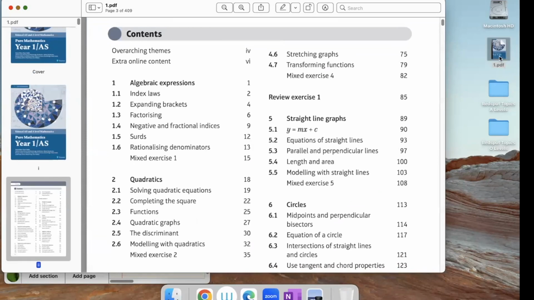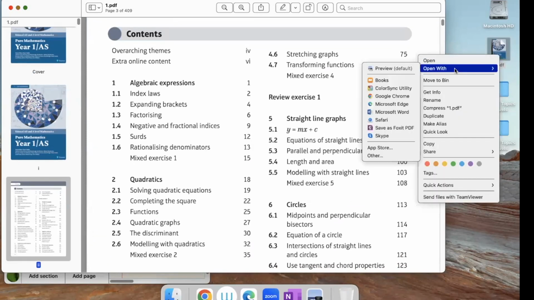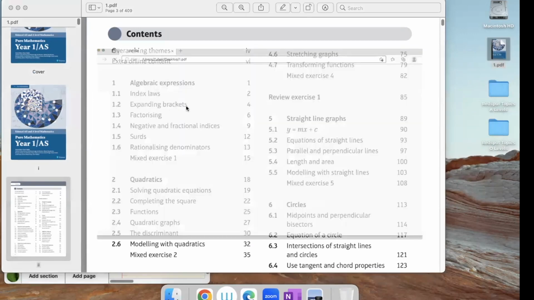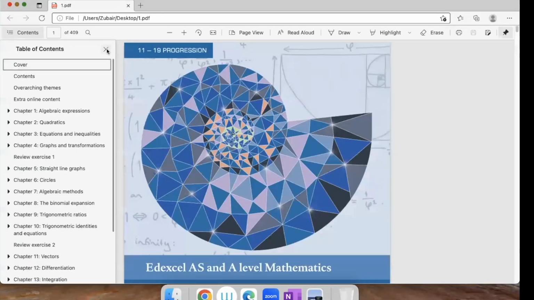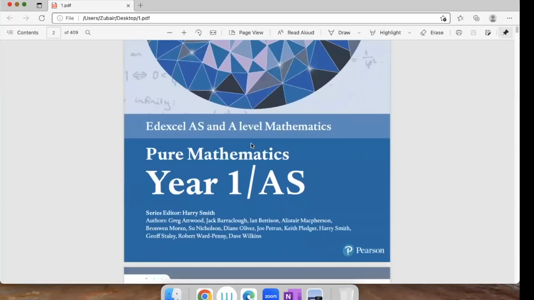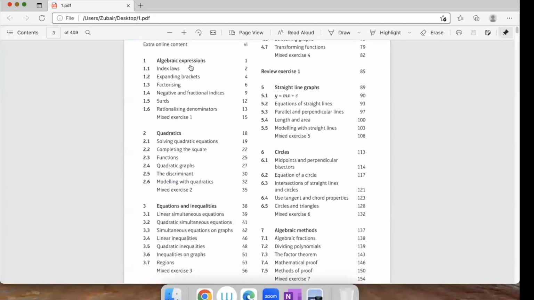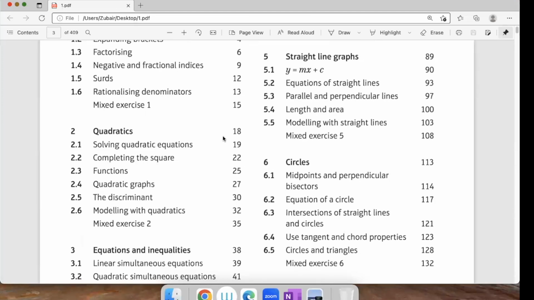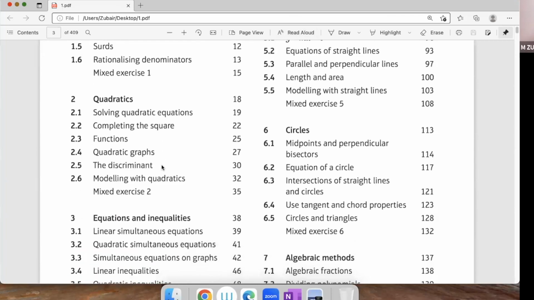Here are the chapters. We are done with the first 6 of them. Algebraic expressions, simple IGCSE, quadratics, solving quadratic equations either by middle term breaking, completing the square, or the quadratic formula, quadratic graphs.